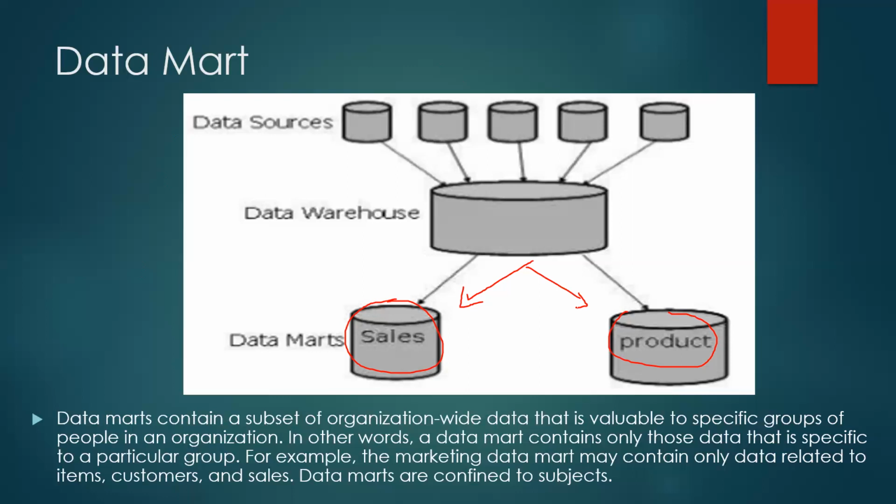The second reason is that accessing becomes much faster. You don't have to go through hundreds of tables; you only have to go through tens of tables in this case, because you focus on marketing. So with marketing, you'll have access only to marketing data, and accessing becomes much faster.